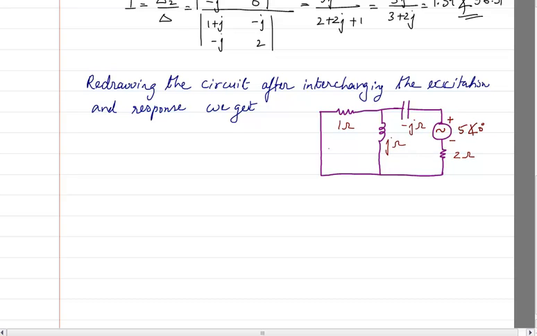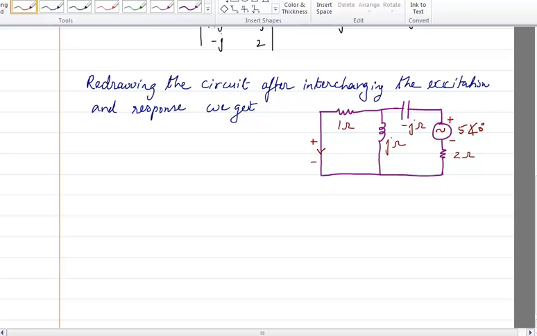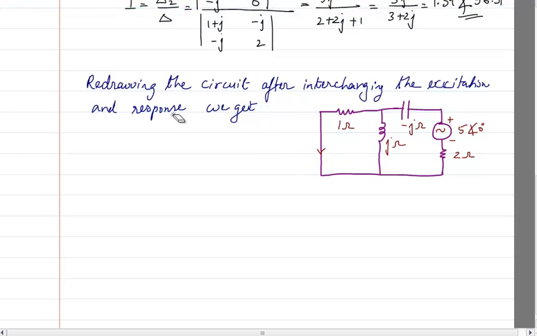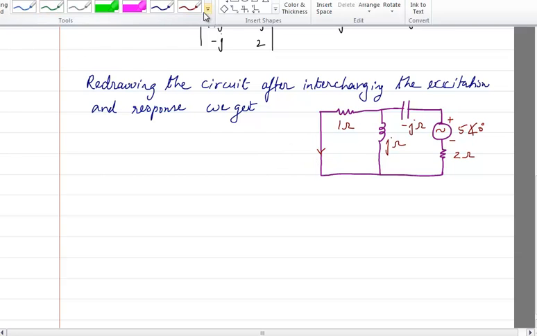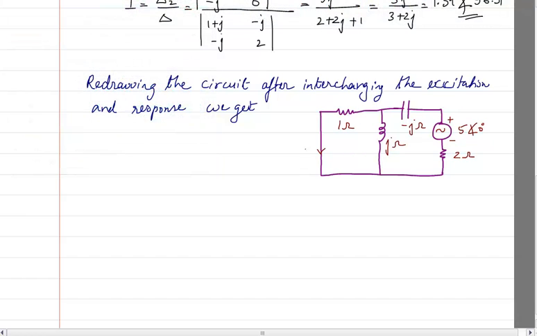And here, since the voltage is present with this point as plus and this as minus, I will mark the current like this, and I will call this I dash. Okay, I can name it anything. I will call it I dash. And now I have to find out I dash.